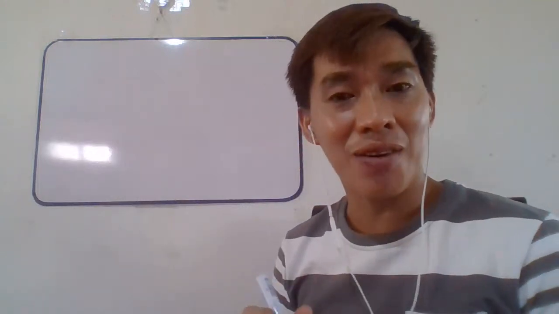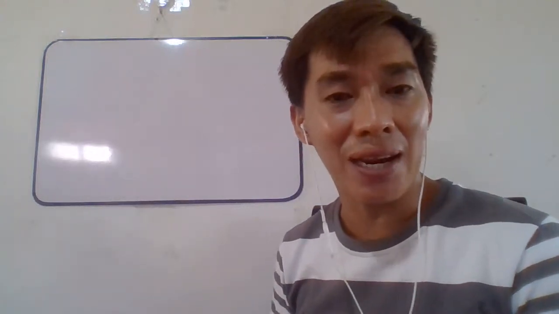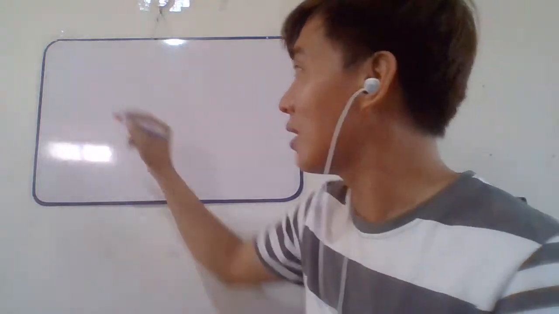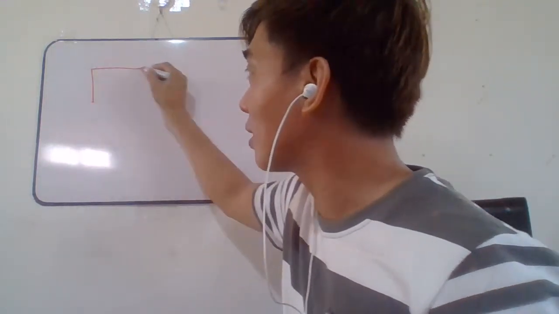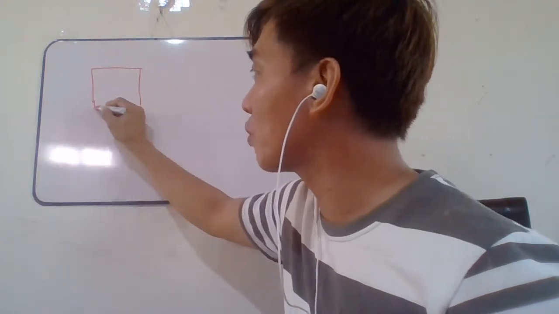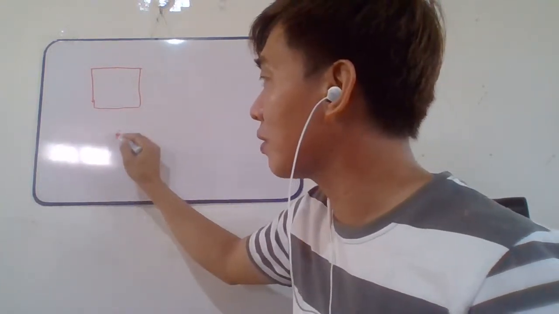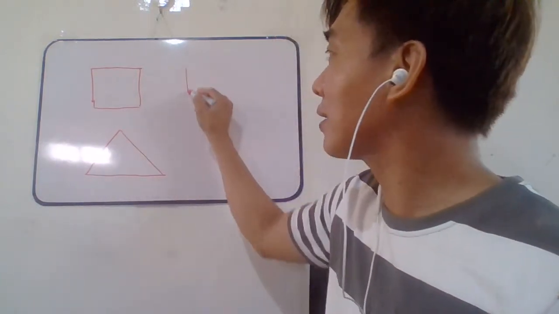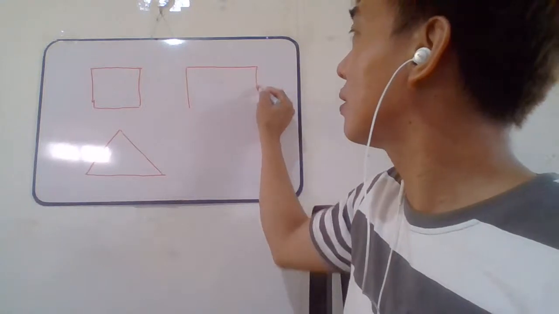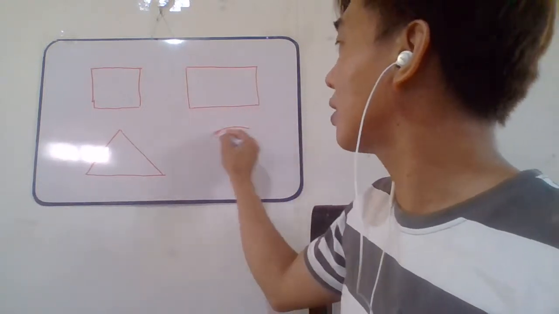Let us get the area. Let us review how to get the area of the following figures. The basic figures that I am referring to are the square, the first one, and of course we will try to get the area of the triangle, rectangle. These are the basic ones, and of course the circle.